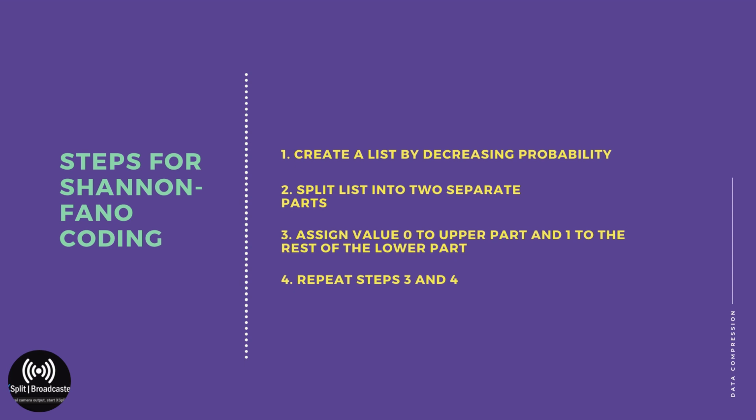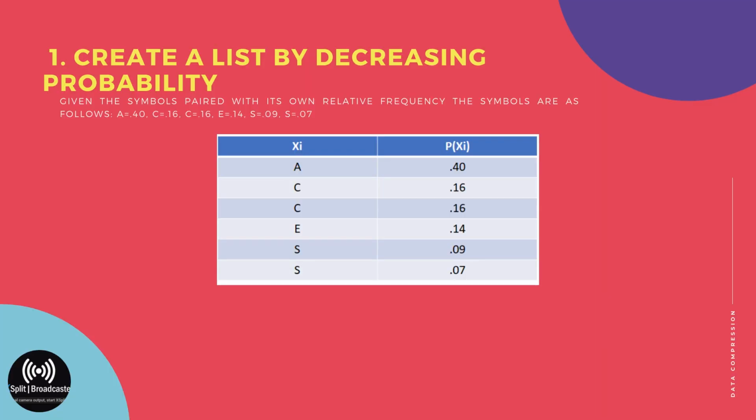Let us discuss the steps in conducting Shannon-Fano code. This will comprise of 4 steps. We will start with number 1, which is to create a list by decreasing probability. In this slide, you are given the scenario, the symbols paired with its own relative frequency. The symbols are as follows. A equals 0.40, C equals 0.16, C equals 0.16, E equals 0.14, S equals 0.09, S equals 0.07.